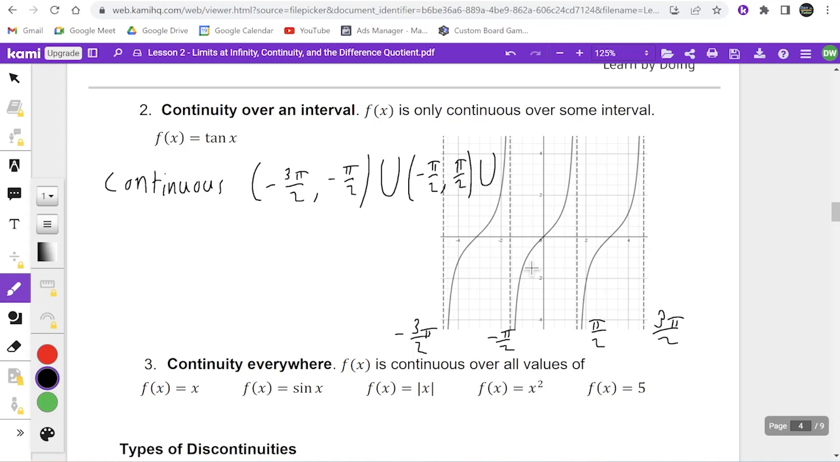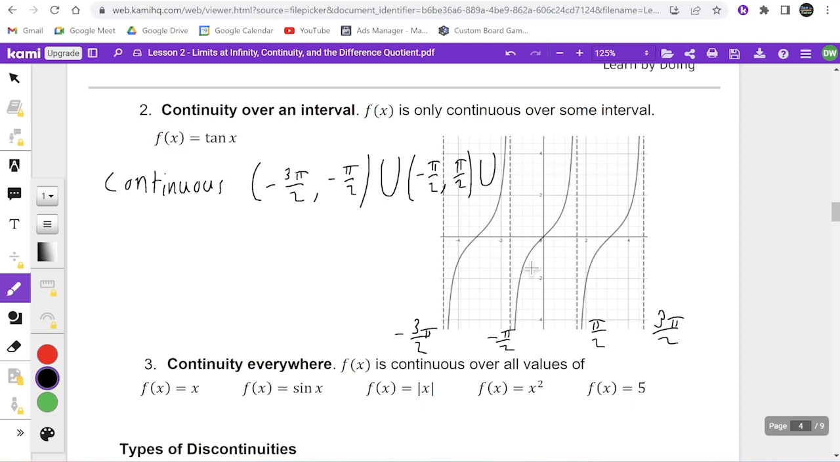But the reason I'm showing you this is because with these intervals, continuity over an interval, we need to know how to write interval notation. As you can tell, these are all parentheses. Why? Because the vertical asymptote says you're not touching it from the left side or the right side.